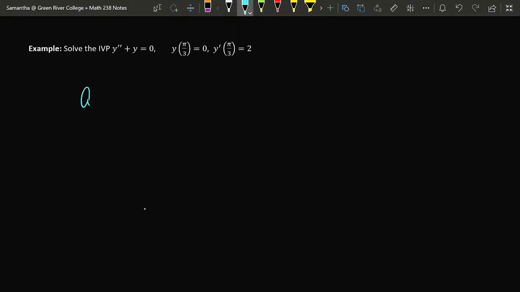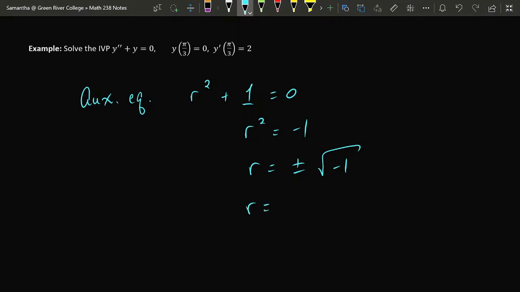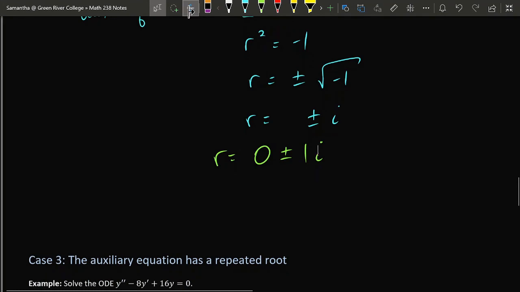So I'm going to pass to my auxiliary equation. So y double prime gets replaced by r squared. y with no primes gets replaced with just a 1. So r squared is equal to negative 1, and therefore r is equal to positive or negative the square root of minus 1. Therefore r is equal to positive or negative i. In this case, the value of alpha, the number which is not attached to any i's, is equal to 0. And the value of beta, the number which is attached to i, is just the constant 1.